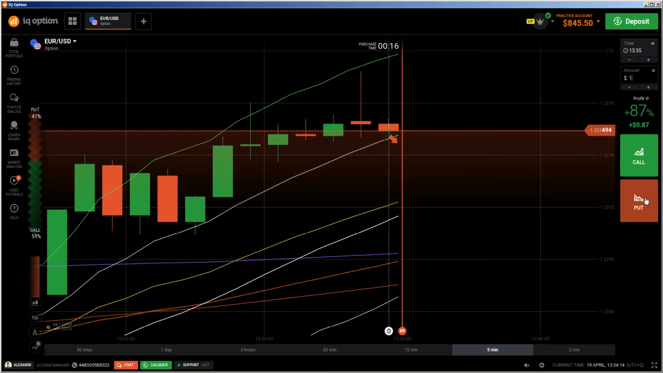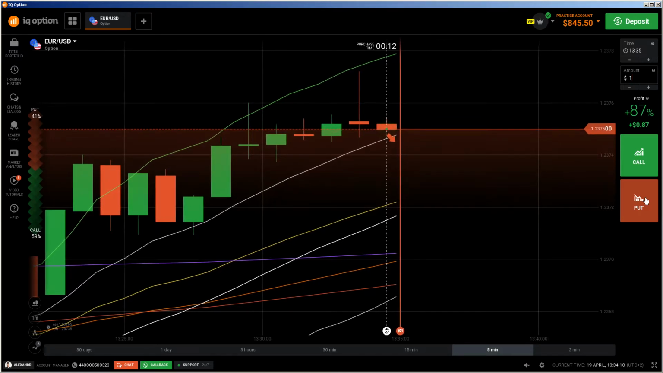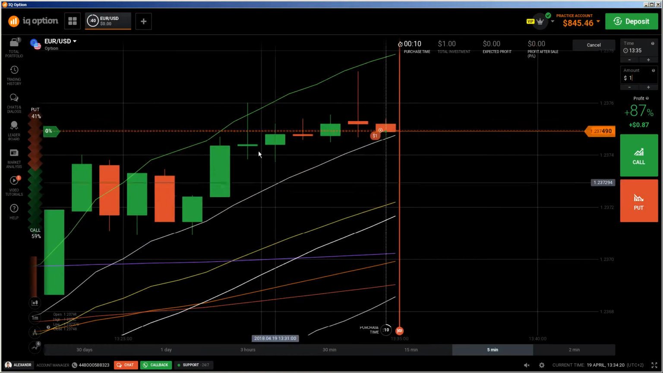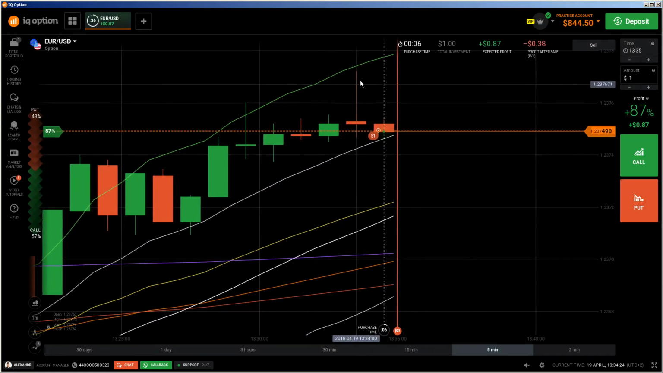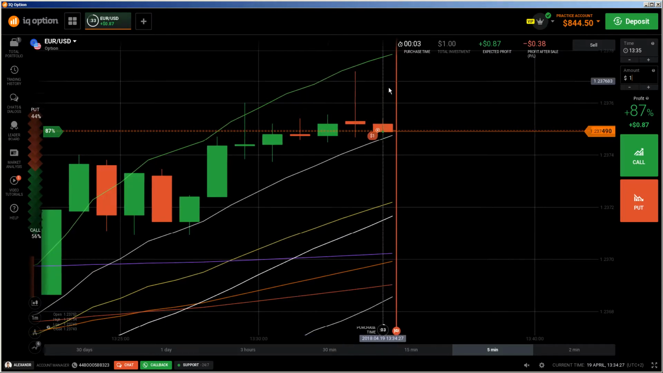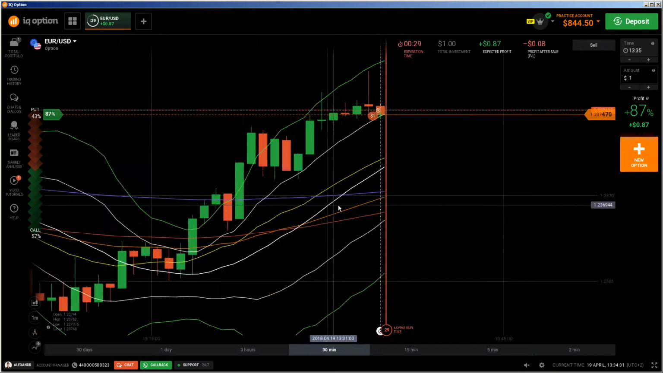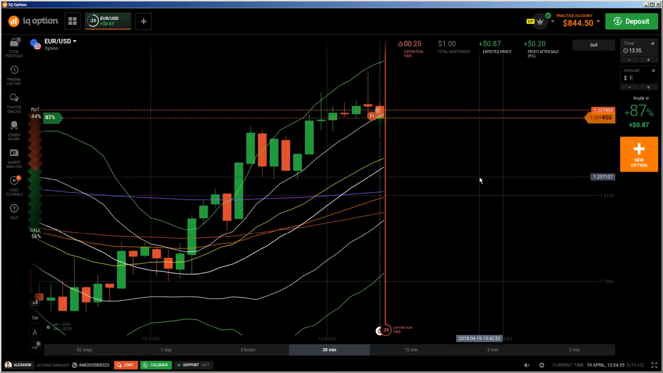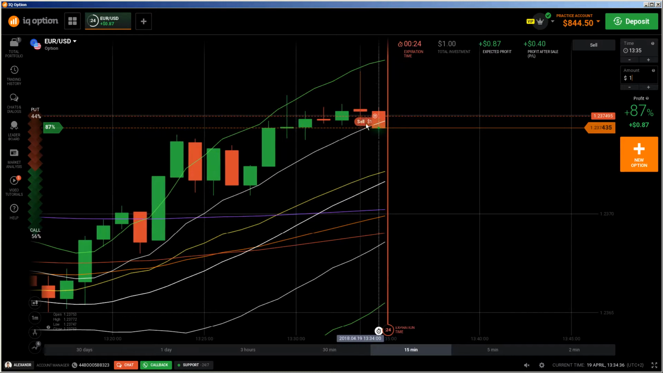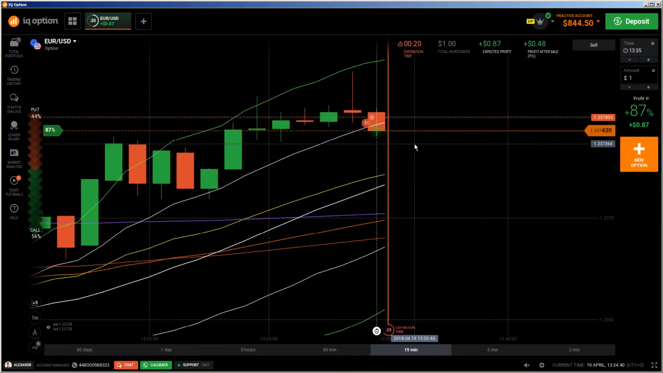So I have to do a put here, but I wait for a better entry point. Let's see. Yes, okay, because this scenario is telling me that we are heading down, and that's the reason why I'm doing a put here. This candle is showing huge selling pressure. Yes, and this is a strong, long, extended uptrend. And now here, this is the area where it has come to an end. And that's the reason why I'm doing a put.